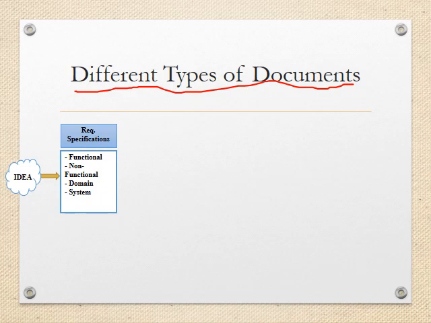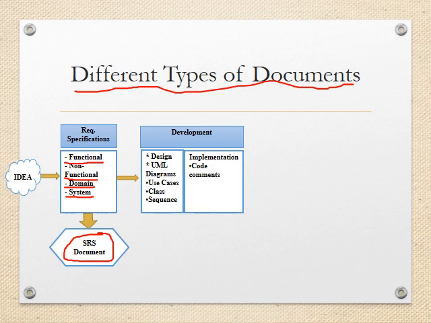During this phase, we generate functional requirements, non-functional requirements, domain requirements, and system requirements. All these requirements will be included in one single document. We call it the SRS document, which is the software requirement specification document. So the first type of document we generate during the lifetime cycle is this SRS document.